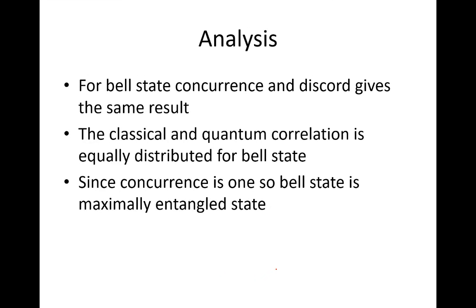So what is the analysis? For the Bell state, concurrence and discord give you the same result, which means they are the same. And classical and quantum correlation are equally distributed for the Bell state. C of rho is 1 and Q of rho is 1. Fine, so it is the same for the Bell state. And since concurrence is equal to 1, Bell states are maximally entangled states and maximally discorded states, because the discord of the Bell state is also 1.